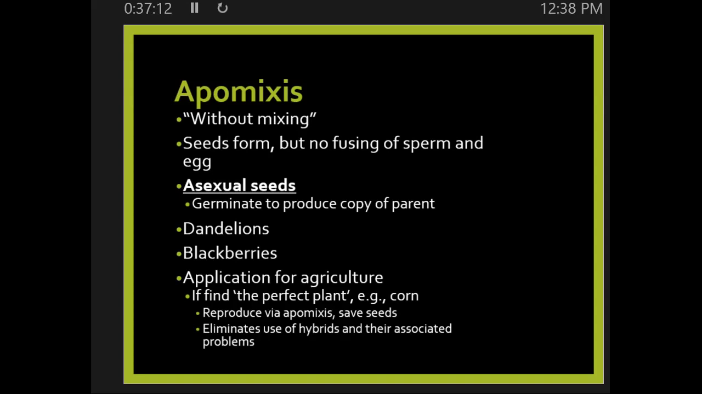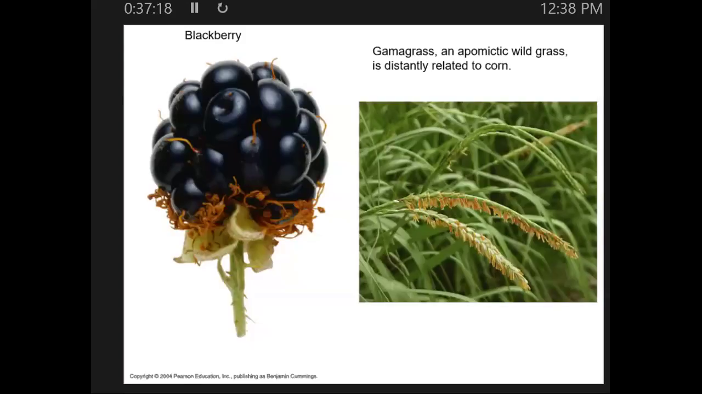So there's a separate posting, I can't remember if it's in the PowerPoint slide section or in the reading section, on apomixis, where they talk about the blackberry and gamagrass. They're interested in gamagrass because it can do apomixis and it's somewhat related to corn. Their thought is if they can figure out how gamagrass does it, maybe then they can turn their attention to the corn plant and apply that knowledge and see what they can do with the modern corn that we have. So asexual seeds, really interesting.